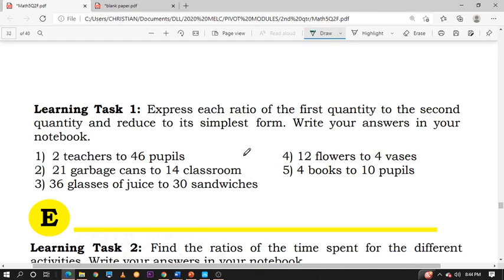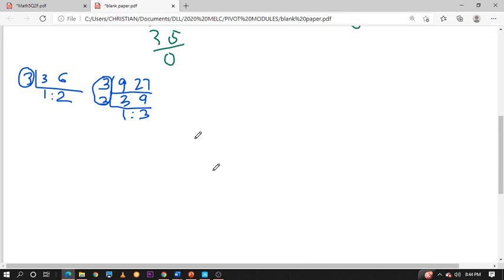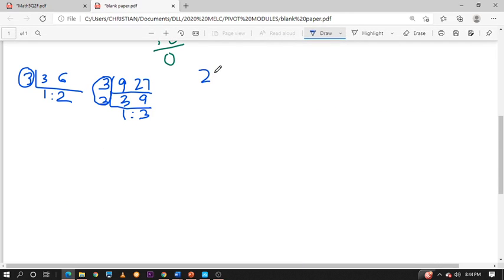Okay? So, para sa learning task 1, let us express each ratio of the first quantity to the second quantity and reduce to its simplest form. Okay? So, let's try number 1. So, 2 teachers to 46 pupils. So, 2 is to 46.